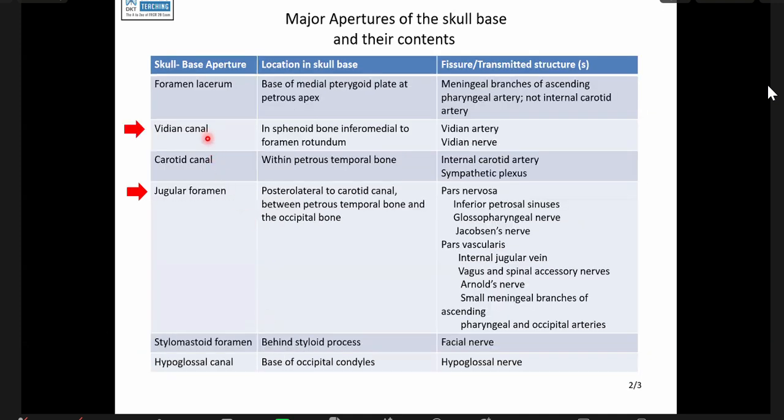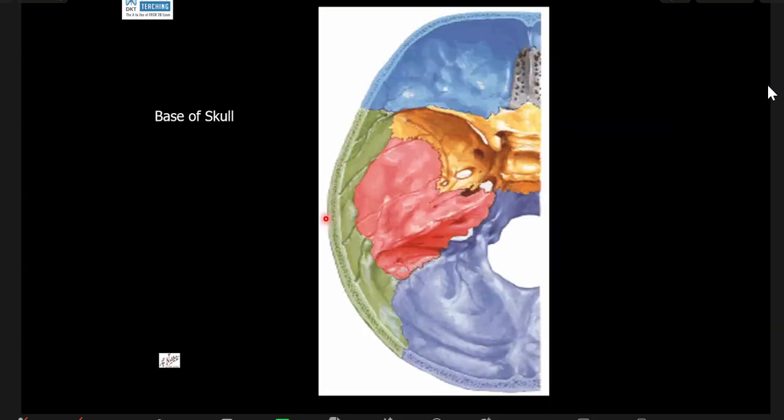Now, this becomes an exam type of scenario: the Vidian canal and jugular foramen. The Vidian canal is important because it is visible on imaging, and I'll show you. In the exam, they will ask you where relevant. The Vidian artery and Vidian nerve pass through it. The jugular foramen we covered, that 9, 10, then 11 pass through it. The hypoglossal canal is important for the exam, even for part 1, it's very important. I'll show you the hypoglossal foramen. So these things you have to remember.